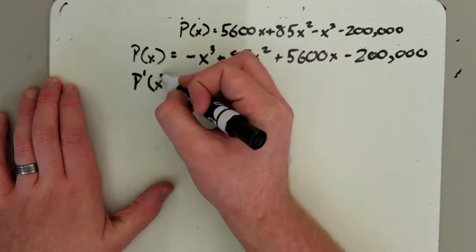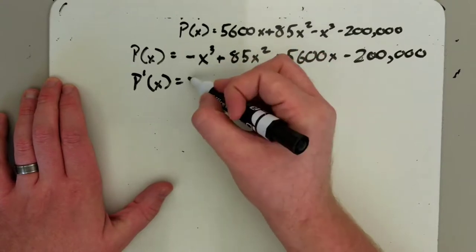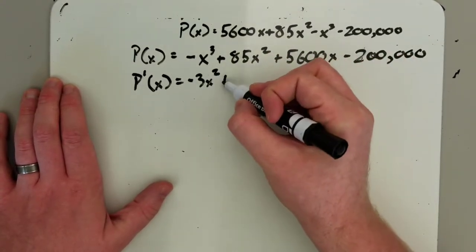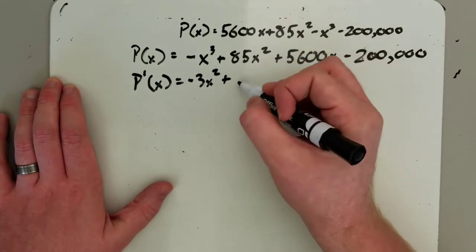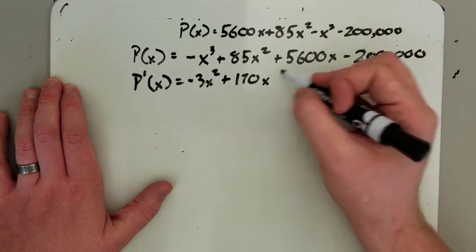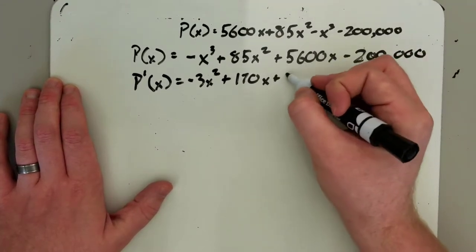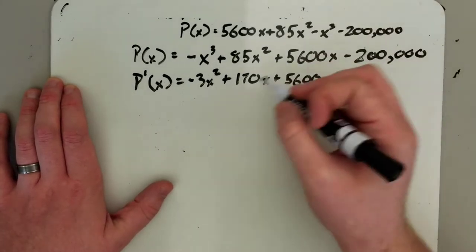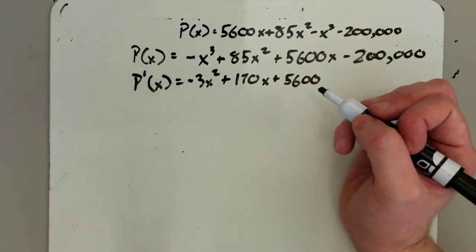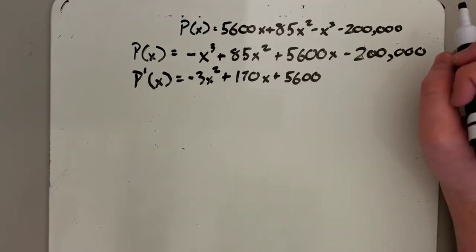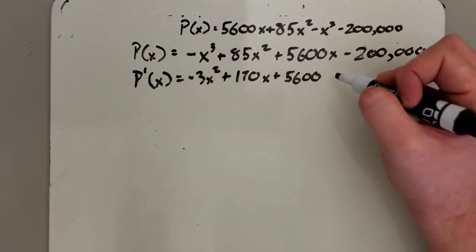So we're going to go ahead and take the derivative of this. 3 times negative 1 is going to be negative 3. 3 minus 1 is going to be 2. 2 times 85 is going to be 170. 2 minus 1 is going to be 1. And 1 times 5600 is going to be 5600. This term goes bye-bye. So all we're left with is this. And what we want to do is find out where this equals zero, because this is now going to tell us the slope.